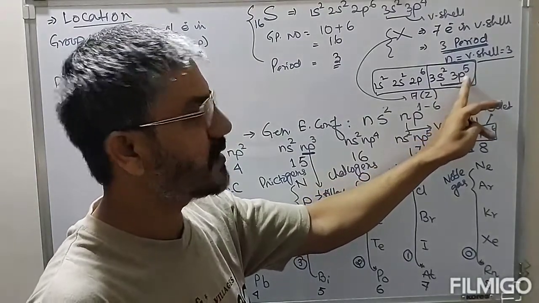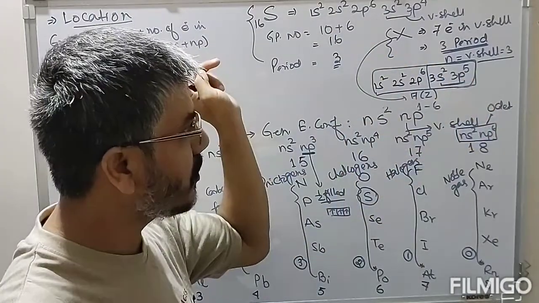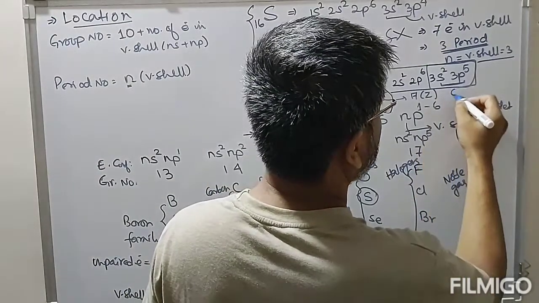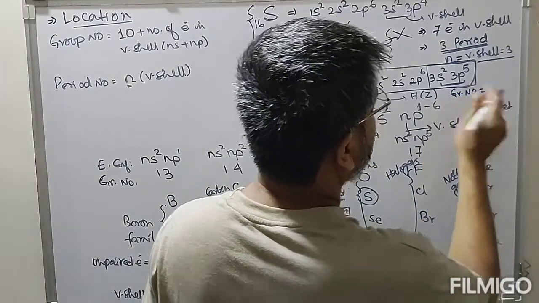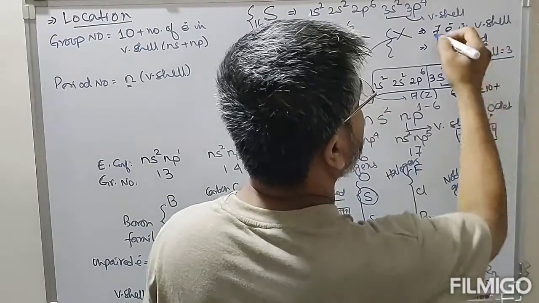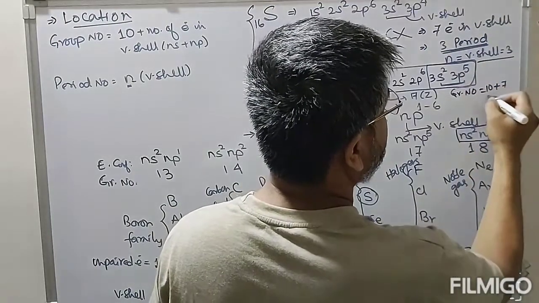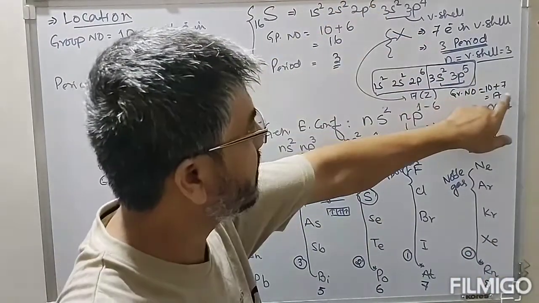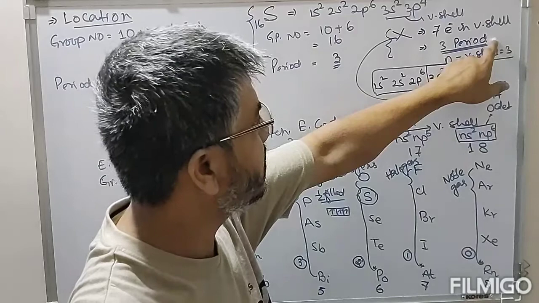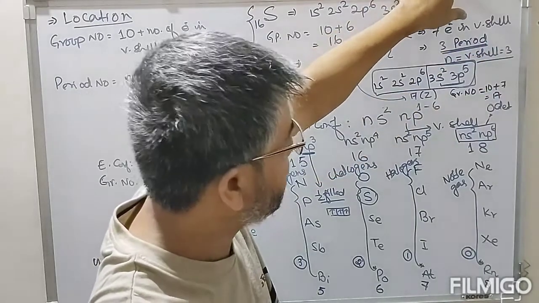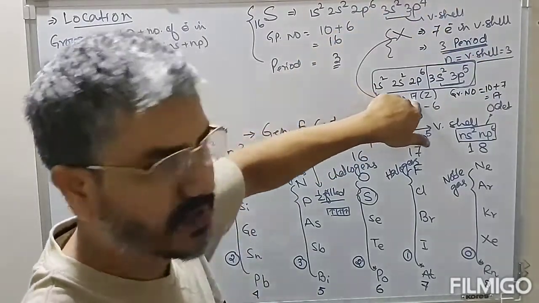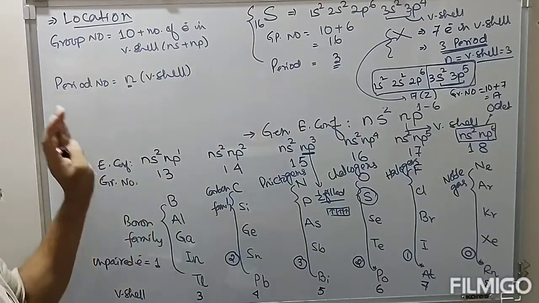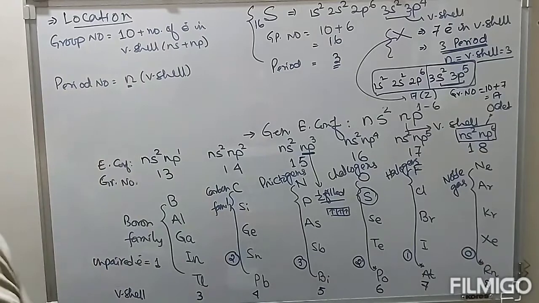Since the last electron enters the p orbital, this belongs to the p block. So the group number is 10 plus the number of electrons in the valence shell, that is 7. So this belongs to group 17. This element belongs to the 17th group, third period, with 7 electrons in the valence shell, and atomic number 17. This is how you identify elements in the periodic table: group number, period number.